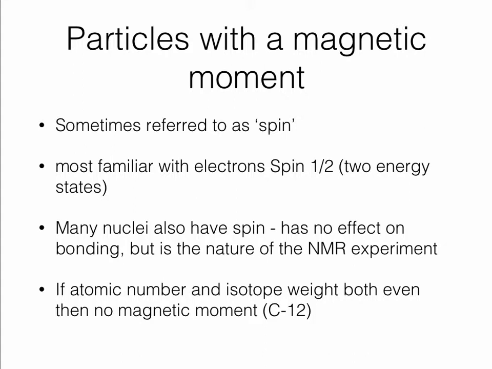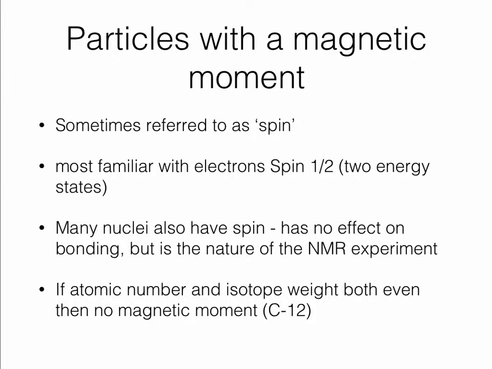Now, not everything has a nuclear magnetic moment. If the atomic number and the isotope weight are both even, then there's no magnetic moment. So carbon-12 has no magnetic moment because its number is 6 and its weight is 12. Oxygen-16, you can't do an NMR experiment on because its atomic number is 8 and its isotope weight is 16.